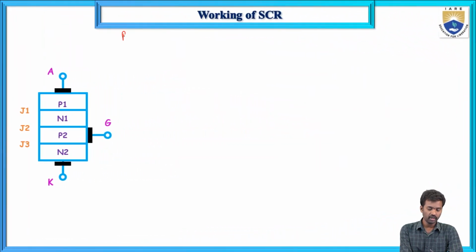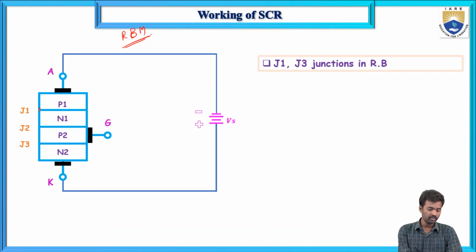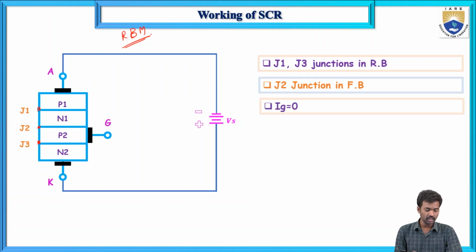Now here I will first explain the reverse blocking mode. If you see this diagram, this is reverse bias, when the thyristor SCR is in reverse bias. It means the negative terminal of the battery is connected to the anode and the positive terminal of the battery is connected to the cathode. This condition is known as reverse bias. When SCR is in reverse bias, what will happen? The J1 and J3 junctions are in reverse bias, and the J2 junction is in forward bias, and the gate current IG is zero, which means the gate terminal is open.